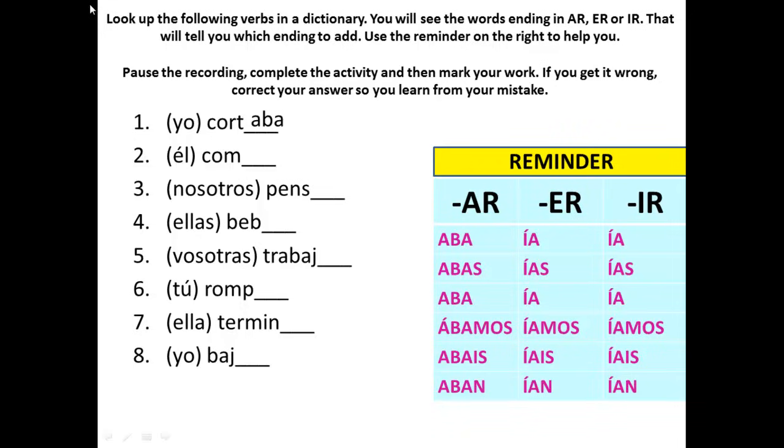Now the reason why this is the answer is because if you look up cort, you'd find cortar, which means to cut. So therefore you know it's an AR verb, you remove the AR, and then you add aba, which is yo cortaba, I used to cut. Pause recording, complete the activity, and then mark your work. And remember, if you get it wrong, correct your answer, so you learn from your mistake.